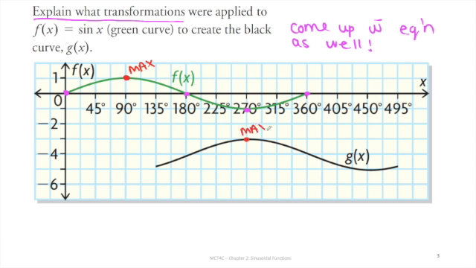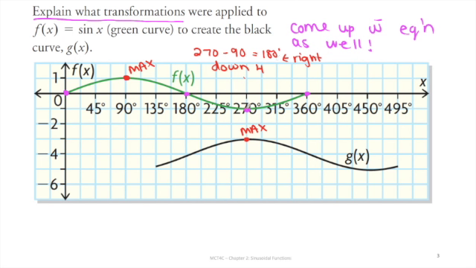So let's see what we've done to our max. We have moved it over from 90 degrees over to 270 degrees. So let's figure out the difference between that. It's 180. And then we've also taken that point and moved it down: 1, 2, 3, 4. So we've moved it right 180 degrees and down 4.